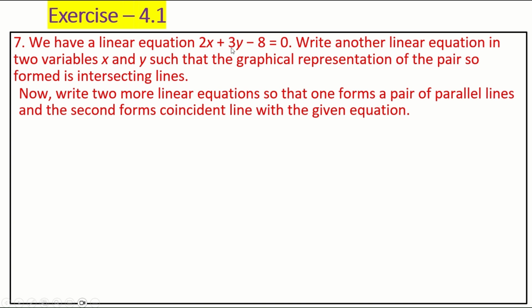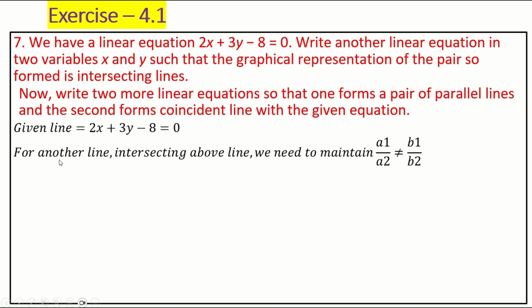We have a linear equation 2x + 3y - 8 = 0. Write another linear equation in two variables x and y such that the graphical representation of the pair so formed is intersecting lines. The given line is this one. For another line intersecting it, we need to maintain a1/a2 not equal to b1/b2. Which means you can just write any such line. An intersecting line is 3x + 4y - 9 = 0.